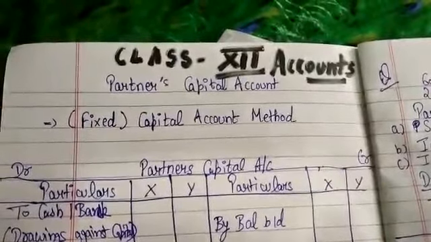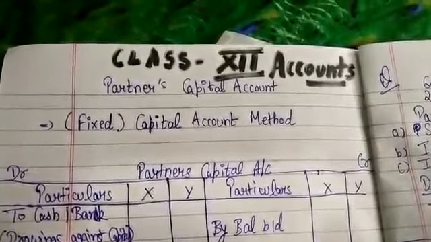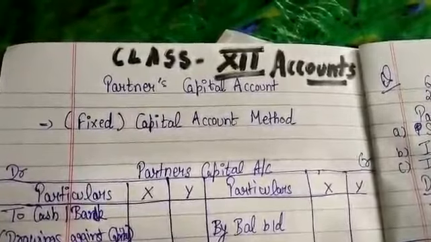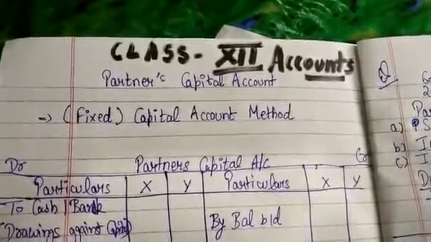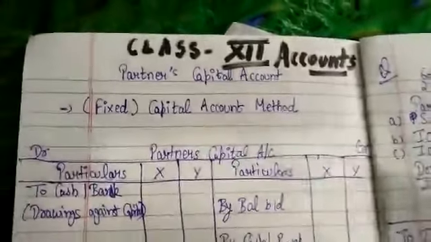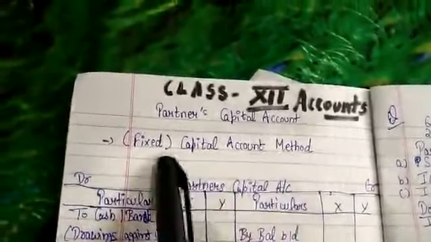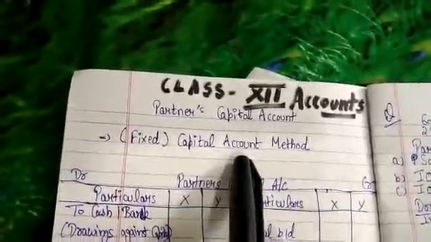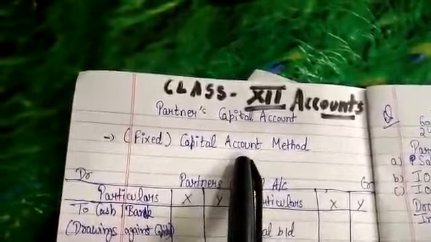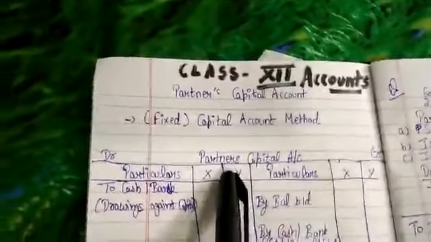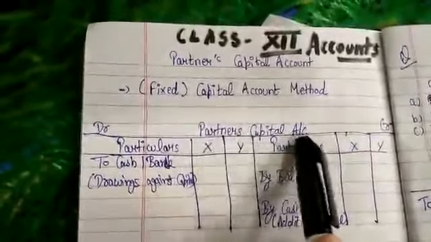As you have read in the previous lecture, partners capital account, we will continue with the same topic. In the previous chapter, you have learned the partners capital account under fluctuating capital method, and in this chapter you will learn partners capital account under fixed capital method. There is not much difference between the two, but in the fixed capital method, partners capital account will be made in two forms.